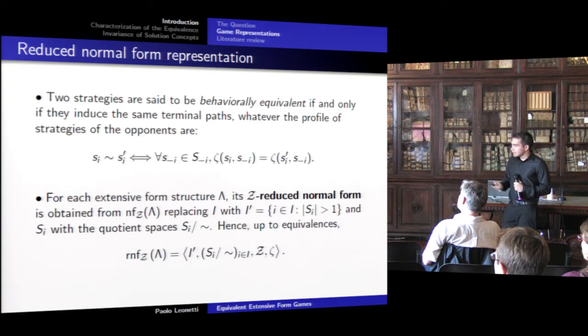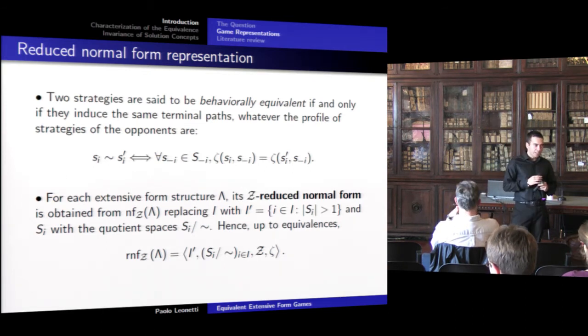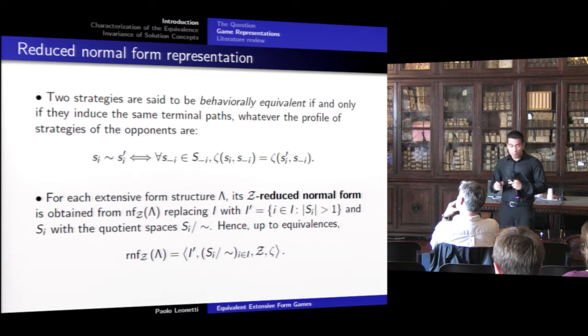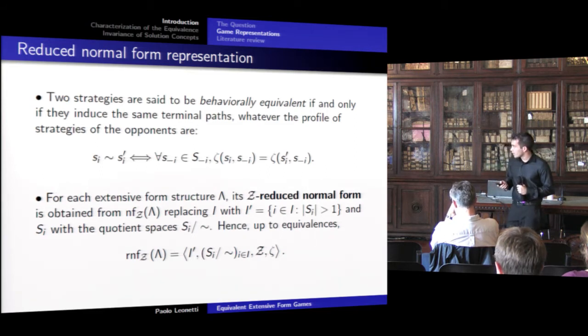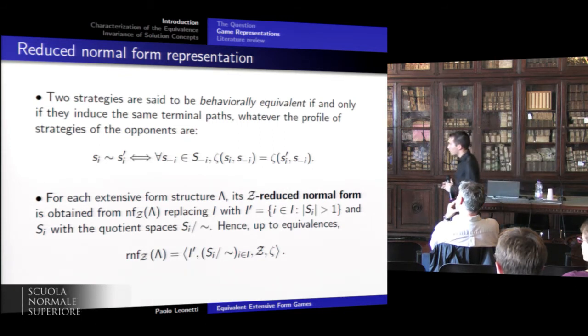Now, it can be the case that if a player chooses his strategy at the beginning of the game, the terminal path that he's going to obtain is always the same, whatever is the strategy of the co-players, of the opponents. And it's quite useless to draw both rows in this matrix. So we can delete the equal ones and define the reduced normal form.